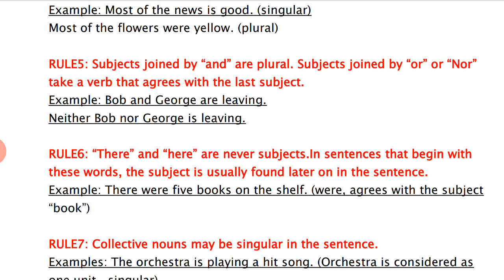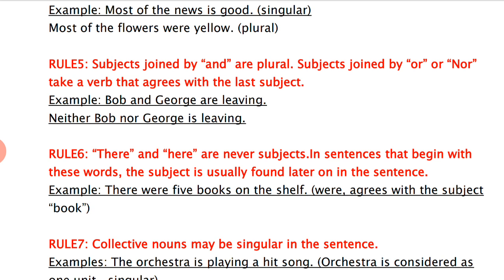Now, rule number 5. Subjects joined by and are plural. Subjects joined by or nor take a verb that agrees with the last subject. For an example, Bob and George are leaving. This is very natural, very simple example. We cannot write Bob and George is leaving. Incorrect. So what is correct? Bob and George are leaving. These two are a plural subject, more than one subject, right?